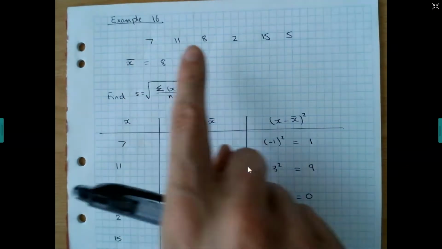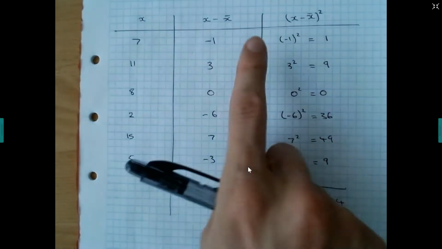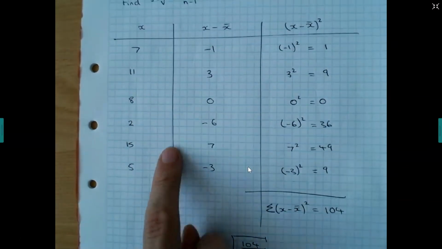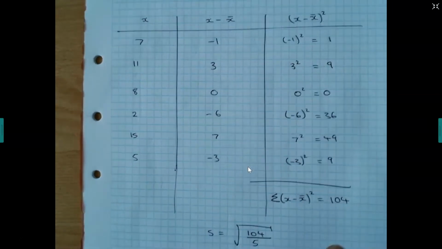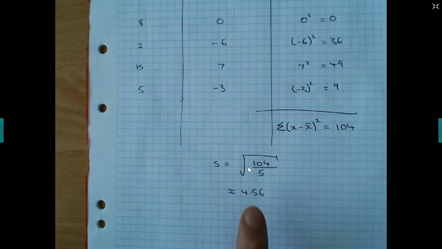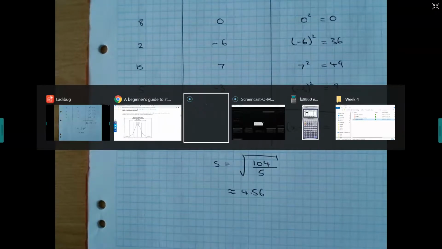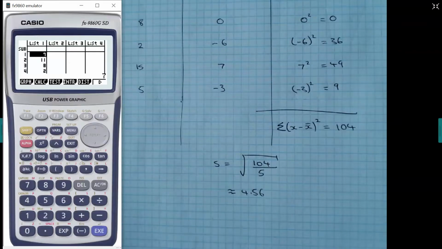Now, that process can become quite time consuming if we had lots and lots of data points. I mean, I only had 6 data points and I had to go to a fair bit of effort to subtract the mean away from each one and then square each of those values and then add them up and then put them into this formula to find the standard deviation. So what we can do to make our lives easier is we can use our graphics calculator. So I have gone ahead and put each of my values in, 7, 11, 8, 2, 15, and 5.